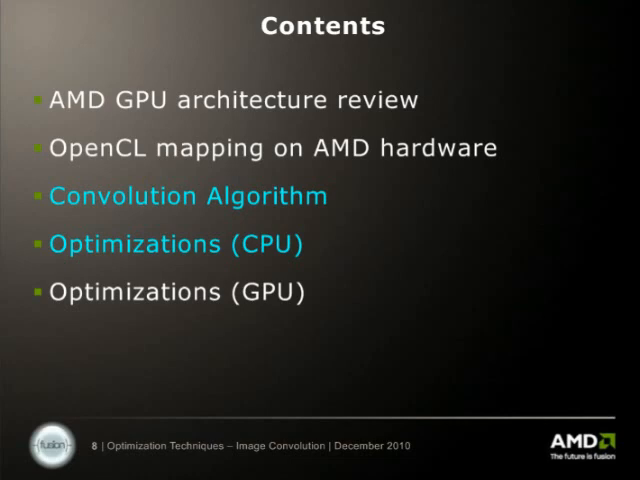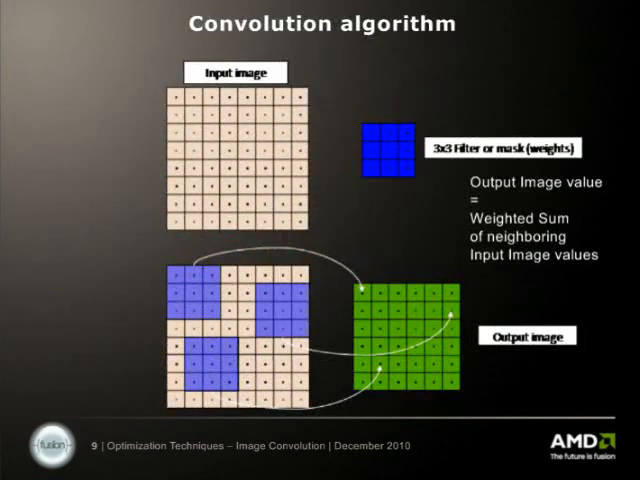And since I mentioned CPU, I have one slide where I'll talk about how to do optimizations on CPU, which coincidentally is not different from the optimizations that you would do for the GPU, right? And then we'd move on to the real thing that we are here for, the optimizations on the GPUs. All right. So what is convolution?